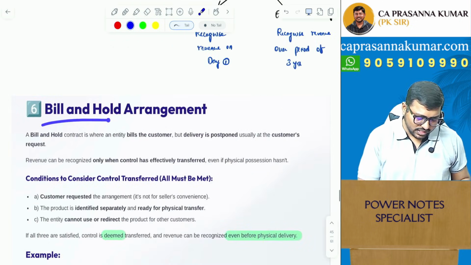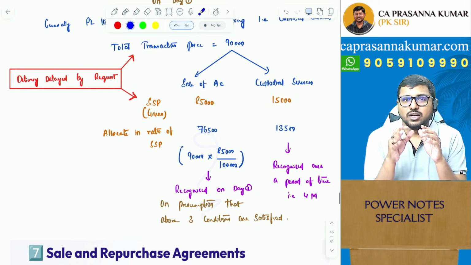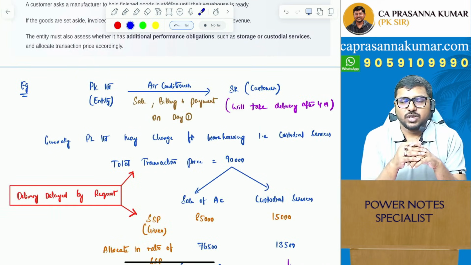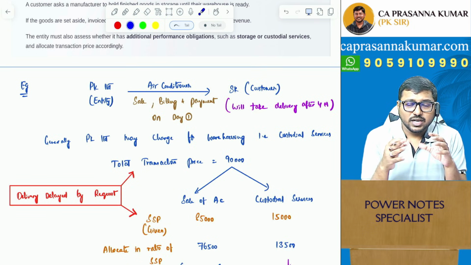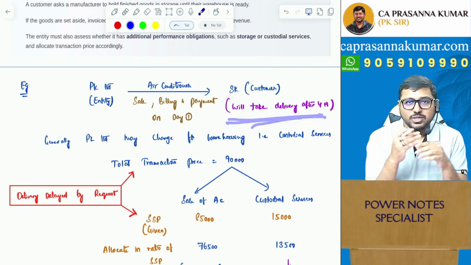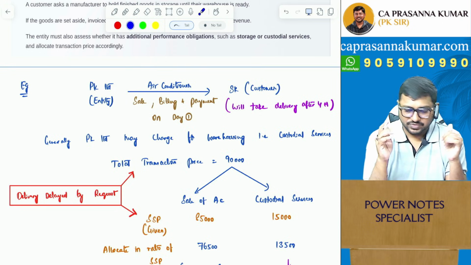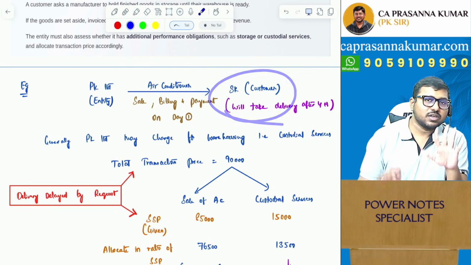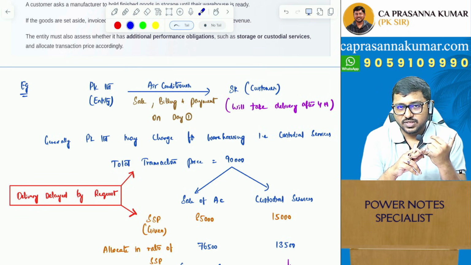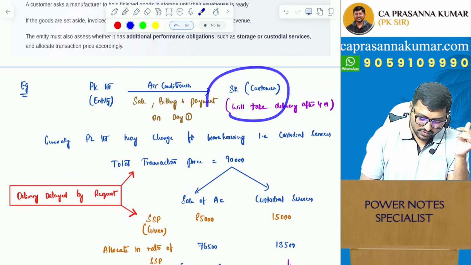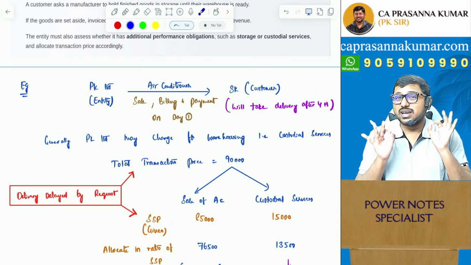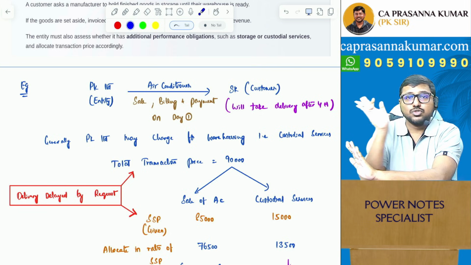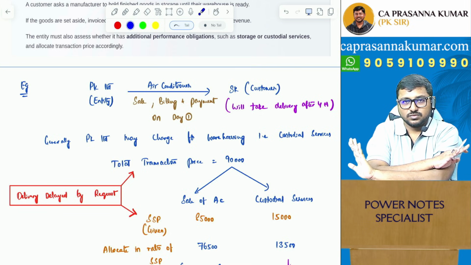When it comes to a bill and hold arrangement, you need to ask yourself certain questions. We are talking from the entity's point of view. This request to hold the delivery for 4 months, or to deliver after 4 months, is requested by whom? Is it a decision by PK Limited or SK Limited? It should be at the request of the customer. That is the first condition. And the second condition is, the specific air conditioning unit which the customer has purchased should be marked and kept aside, and it should not be sold to anybody else. You understand what I'm trying to say?